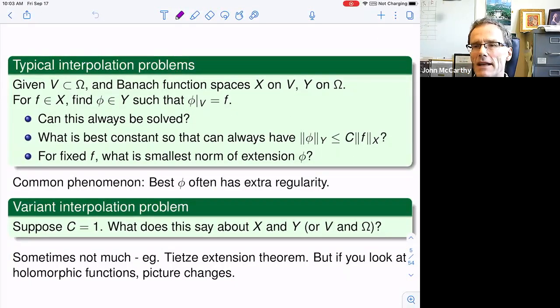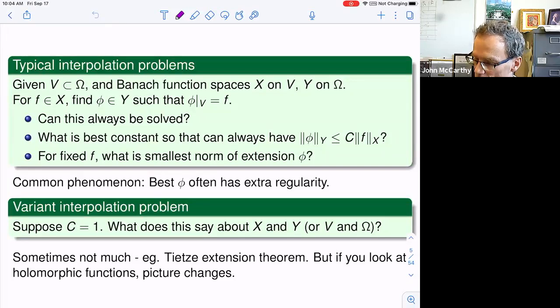And depending on the setting, of course, this may not be very much. The Tietze extension theorem says that if I have any continuous function from some closed subset of a normal space into the unit interval, I can always extend it to the whole space without increasing the norm. So you get it for every possible x. There's no restriction. However, continuous functions are obviously much more malleable than holomorphic functions. So if you look at holomorphic functions, then restrictions start popping up.